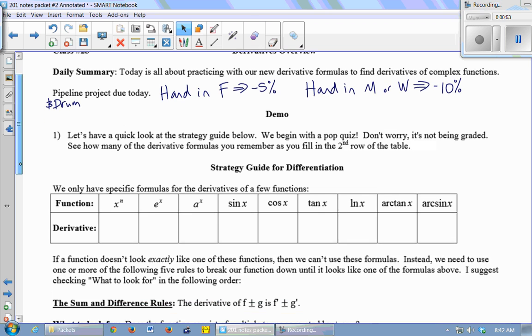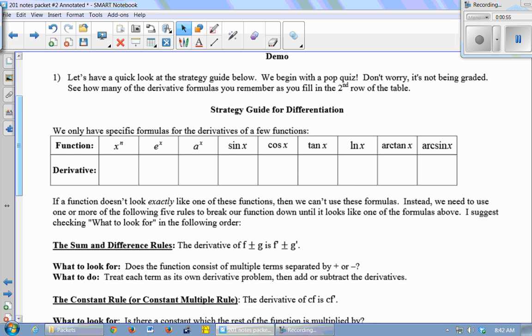All right, so let's have a quick look at this strategy guide for differentiation. How many of these can you fill in? Ready? 30 seconds. Fill in as many derivative formulas as you remember. All right, so let's fill them in together.